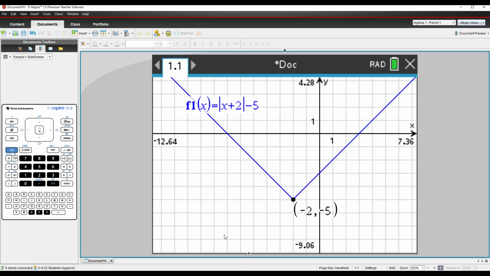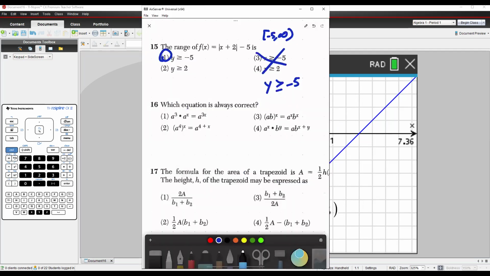So the answer is number 1. Don't fall for this. That would be the domain. We're not looking for the domain, so right away it's not going to be x's. It's got to be y values. This is the only time that we really want to focus on the y when we're trying to find the range. That's it. Key idea.